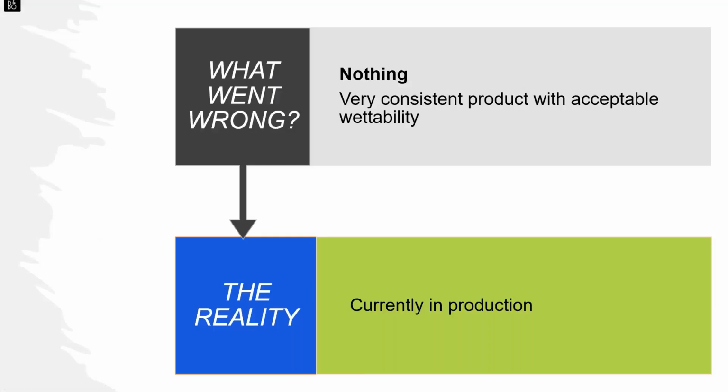From our standpoint, this was one of those wonderful processes. It was an incredibly consistent product, with acceptable wettability. Even though it didn't have the grape cluster, there was still enough structure in there to give it wettability. And currently, it's still in production. It's one of those smilers in the world of agglomeration. Typically, you don't have a lot of problems with this process.